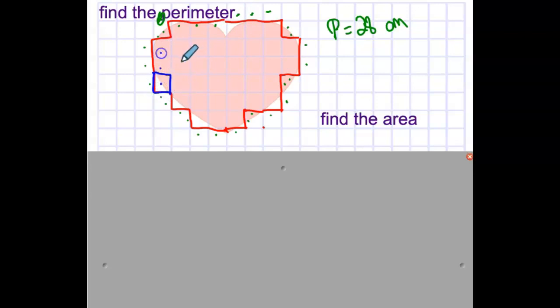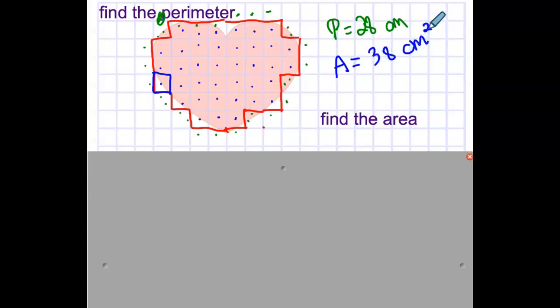1, 2, 3, 4, 5, 6, 7, 8, 9, 10, 11, 12, 13, 14, 15, 16, 17, 18, 19, 20, 21, 22, 23, 24, 25, 26, 27, 28, 29, 30, 31, 32, 33, 34, 35, 36, 37, and 38. So my area in this case is 38 centimeters. And don't forget, all of your areas should have square units.